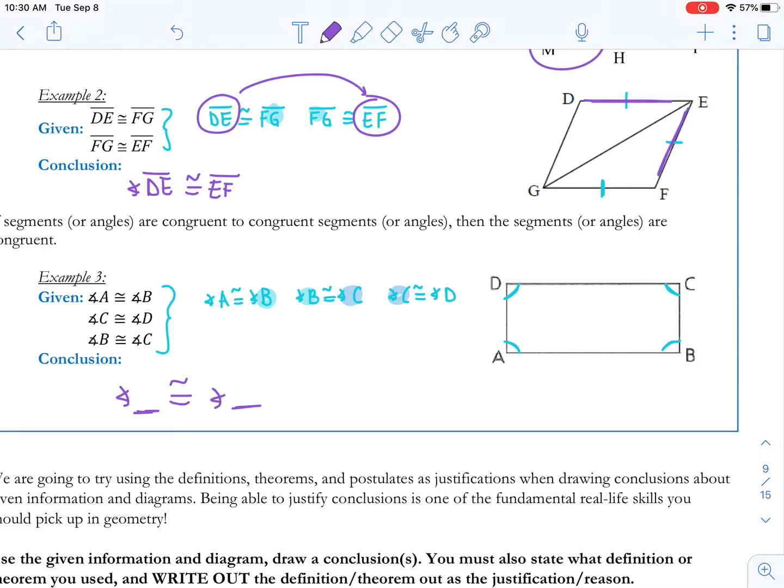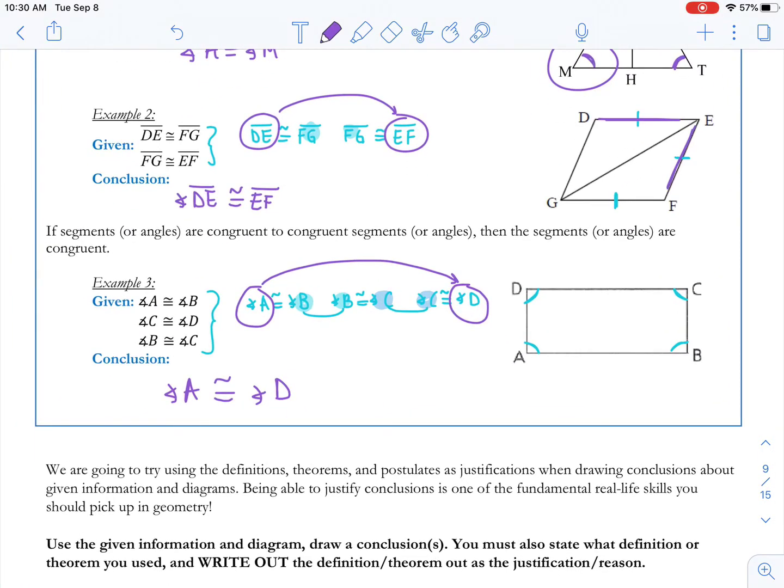Okay, so I have my diagram marked with all the angles that are congruent, and I wrote out my list of givens like a train, matching up the inner ones that are congruent. So B and B were the same, so I put those next to each other. C and C are the same, put those next to each other. By making this train of congruencies, my conclusion is the first angle that I had mentioned is congruent to the last. So now I can say angle A is congruent to angle D. This is a new conclusion that I can make and I can say is true about the diagram.